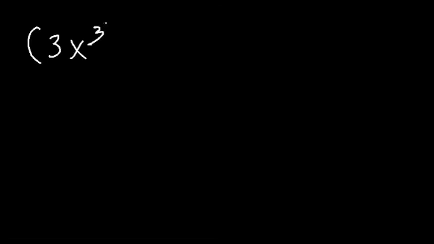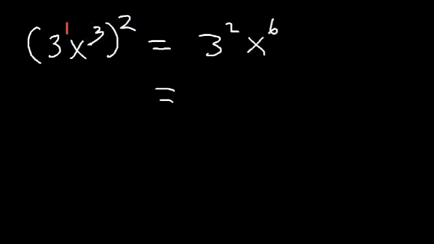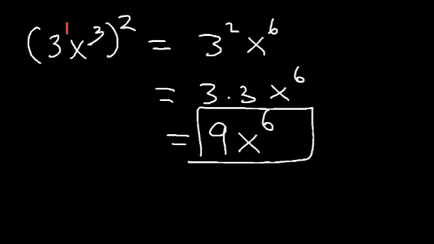3x cubed raised to the 2nd power. What does it equal? So keep in mind, whenever you raise one exponent to another, you need to multiply. So 1 times 2 is 2, and 3 times 2, that's 6. So we have 3 squared x to the 6. 3 squared is the same as 3 times 3. 3 times 3 is 9. So the final answer is 9x to the 6.